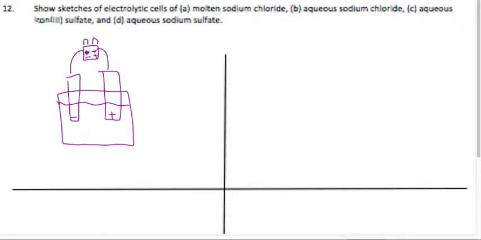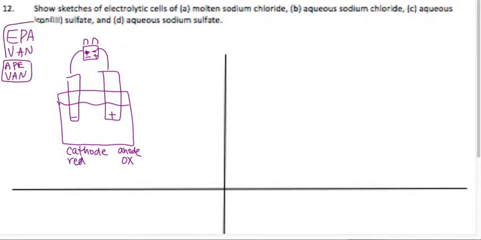Make this minus, make this plus. Minus is the, what's minus? Cathode. Oh, I forgot to tell you the EPA van. Plus is the anode, and at the cathode occurs reduction, and the oxidation occurs at the anode. Now, a quick way to remember the whole signage thing, EPA van. If you don't know the EPA, you can do ape van, the ape van, or the EPA van.